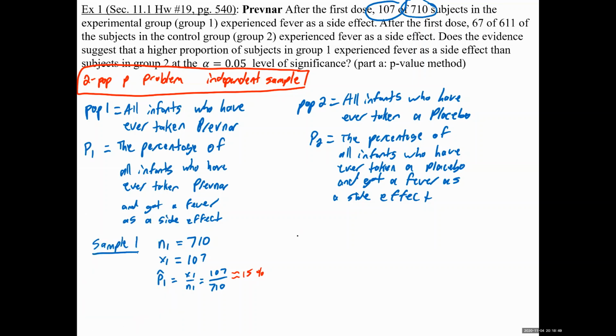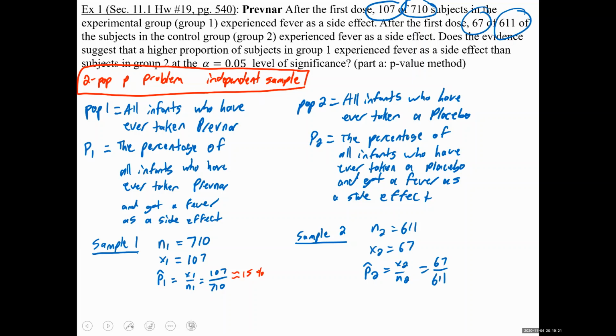Sample 2 now, this has to come from population 2. So it's going to come from the people who took the placebo. So I need the sample size N2, which is 611. 611 people took the placebo. X2 is how many of them got a fever. How many said yes to your question? 67. And then P2 hat is X2 over N2. It's the percentage of them that got a fever, 67 over 611. And again, just leave it like that because it's an ugly answer. If you're dying to know what the number is, it's about 11%. Okay, so you write those things down.